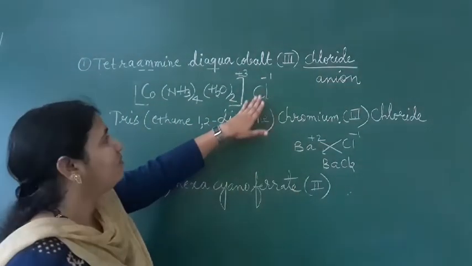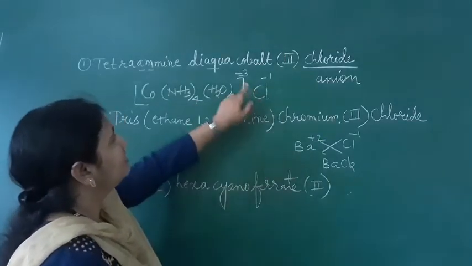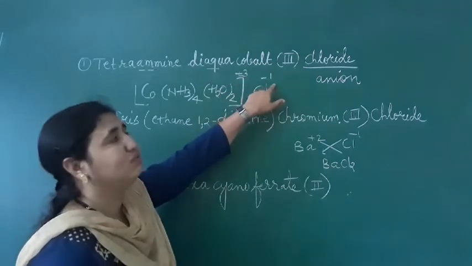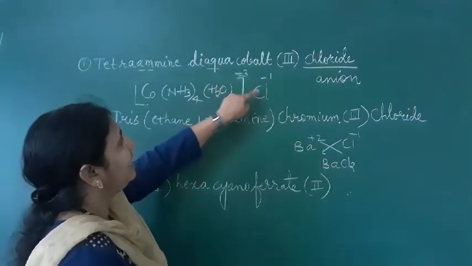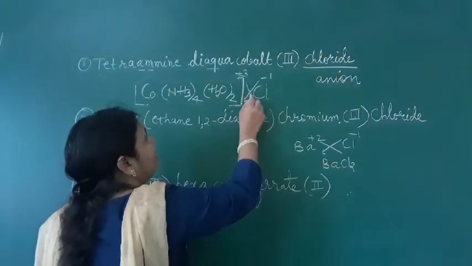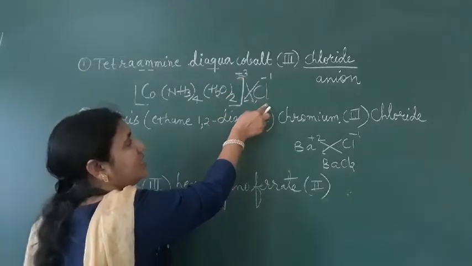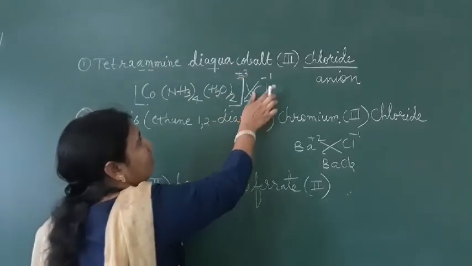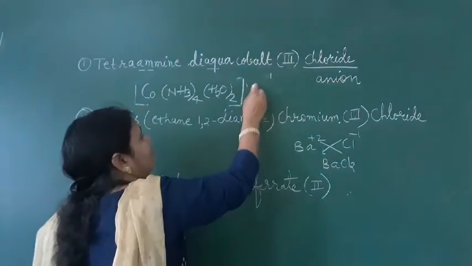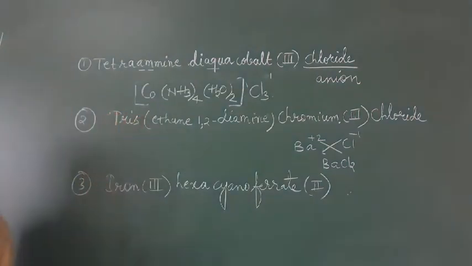Okay, so similarly we have to write here also. Same method we have to follow here. This is our cation, this is our anion. What is the charge on cation? +3. What is the charge on anion? -1. So this 3 and this 1, just crisscross this one. This 1 will go with this complex cation and this 3 will go with this simple anion. So what we will get here? We will get here Cl3. So this is the structural formula.